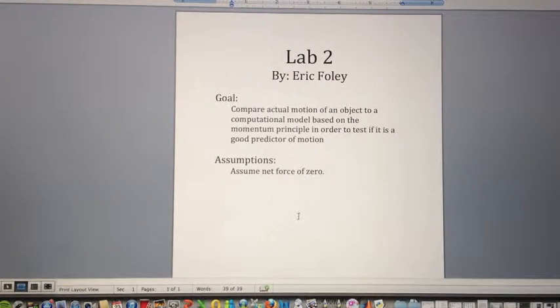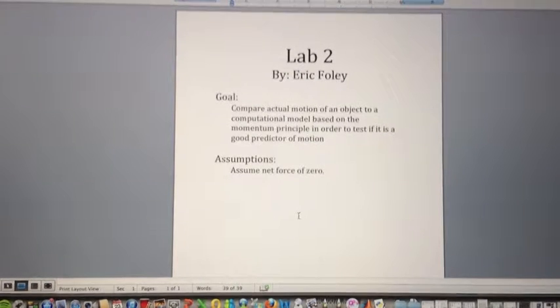The goal of this lab was to compare the motion of an actual object to a computational model I made in Python based on the momentum principle, to see if the momentum principle was a good predictor of motion. The main assumption we had to make during this lab was that the net force on the object was 0.